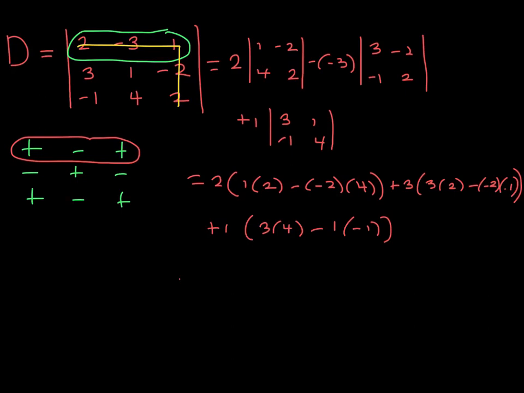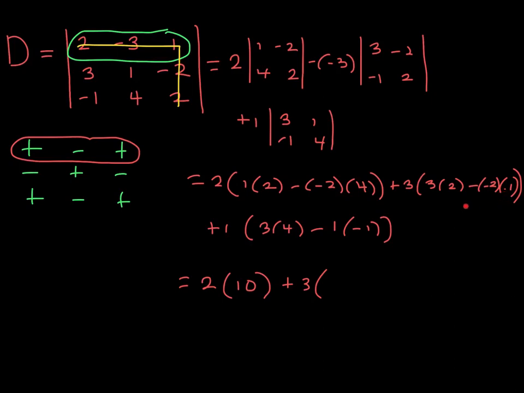All right. A lot of arithmetic, right? So it'll be 2 times, and what do we have here? We have 2 plus 8. That's 10. Next, we have 3 times, let's see, we have 6. That's a negative sign right there. It looks like a decimal point, but it's a negative sign.